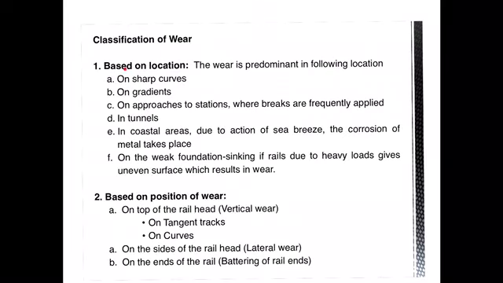So the first classification is based upon the location where the wear is occurring. Now we can see that the wear is predominant in some locations, like on sharp curves. Frequently the wear occurs on the sharp curves and on the gradients, and also on approaches to the railway stations where the brakes are frequently applied, and in the tunnels, and also in the coastal area, due to the action of breeze, the corrosion of the metal takes place and that leads to the wear.